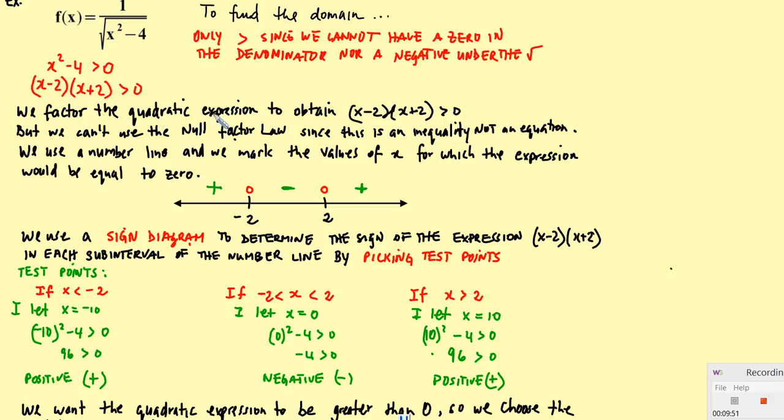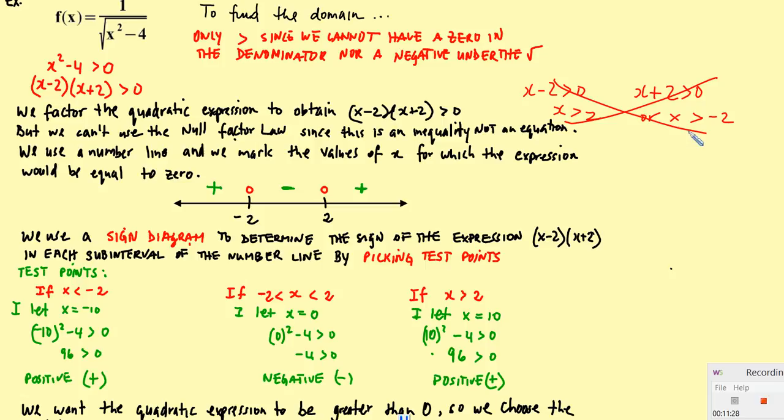we can factor a quadratic expression. If I factored x squared minus 4, that would go to x minus 2 times x plus 2. But we can't use the null factor law because this is an inequality. It's not an equation. I can't just say either x minus 2 is greater than 0 or x plus 2 is greater than 0, and therefore x has to be greater than 2 or x has to be greater than negative 2. That can't be done because it's an inequality. I can only do that when I have just an equal sign.